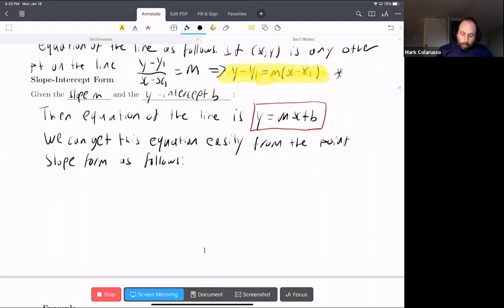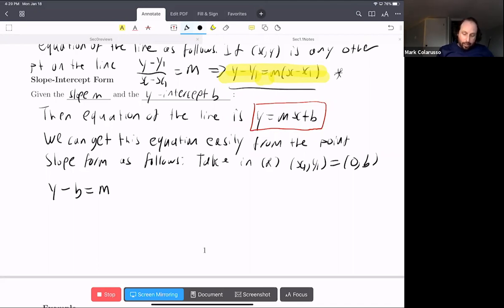So just take in star, in this equation star, the point to be the point x1, y1 to be (0, b), to be the y-intercept, and then we get the equation y minus b, and star, this equation in star becomes y minus b equals m times x, and you just rearrange that, and you get y equals mx plus b in a really nice way.